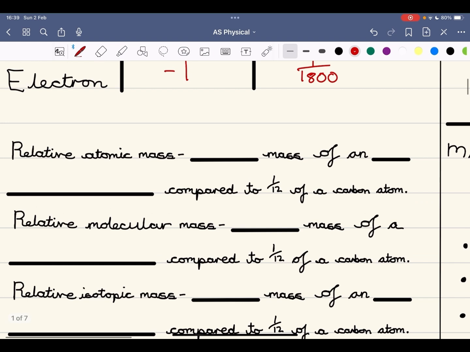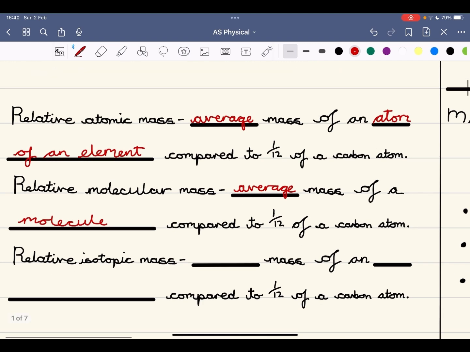And then the definitions. So the relative atomic mass is the average mass of an atom of an element, compared to 1/12 of the mass of a carbon atom. And then the relative molecular mass is the average mass of a molecule compared to 1/12 of the mass of a carbon atom. And then the relative isotopic mass is the specific mass of an atom of an isotope compared to 1/12 of the mass of a carbon atom.